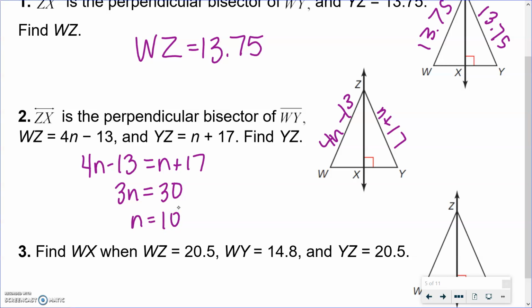Okay. But it asks us to find the length of YZ. So I need to plug that in right there. So 10 plus 17. So I know YZ is equal to 27.